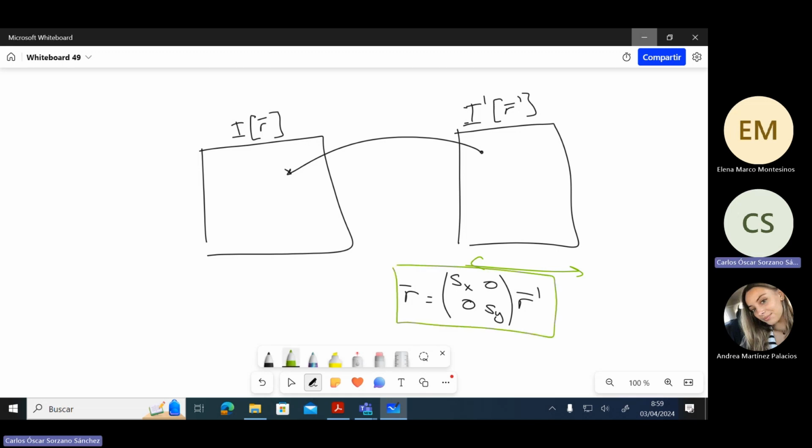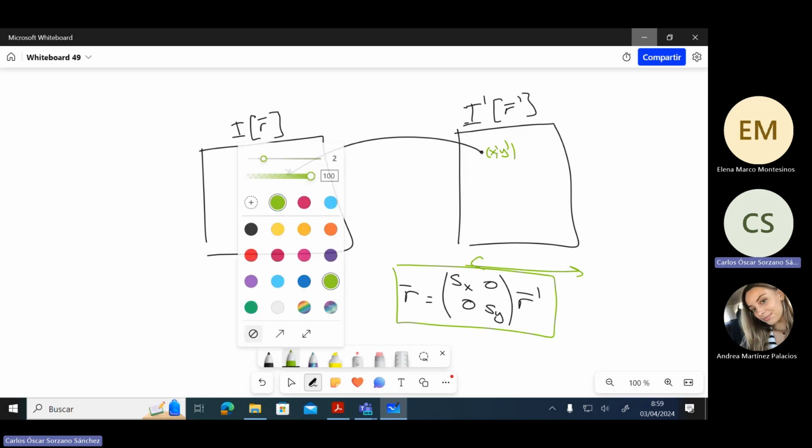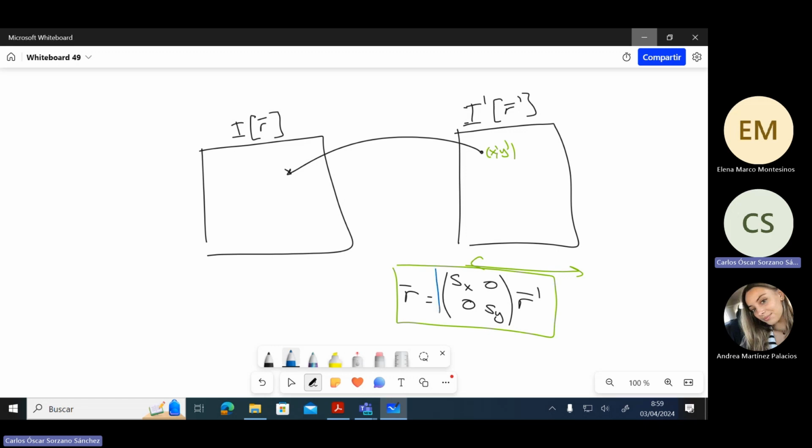So you take an x and y coordinate from these, x prime and y prime, you multiply by a matrix, and then you have the coordinate in the original space. But there is a problem. This coordinate, probably, is not an integer coordinate. So you have to approximate it to some location that we know. So you have to make it integer.